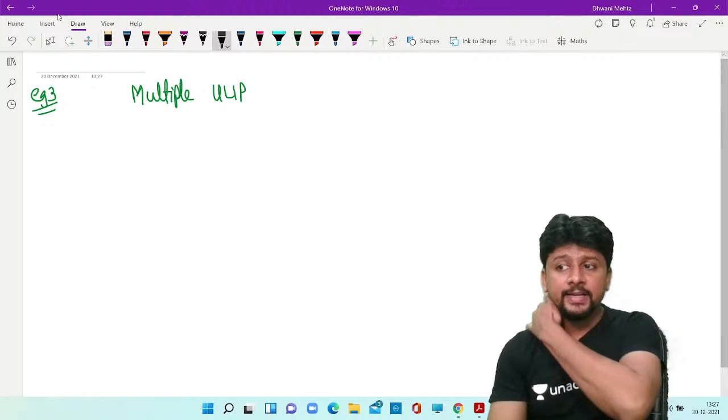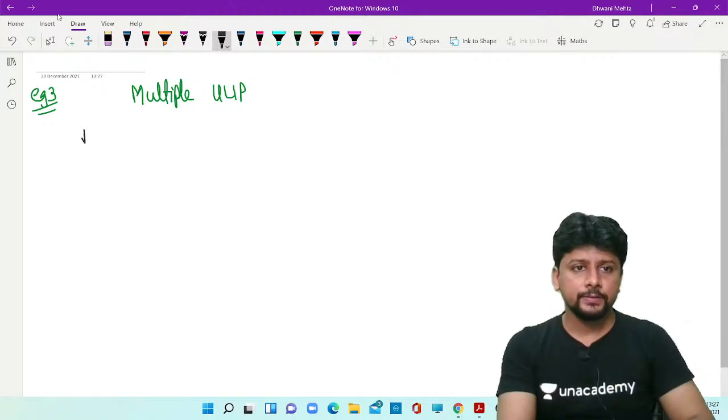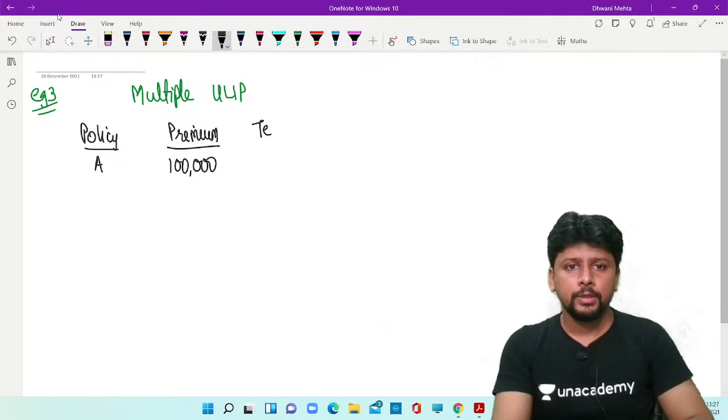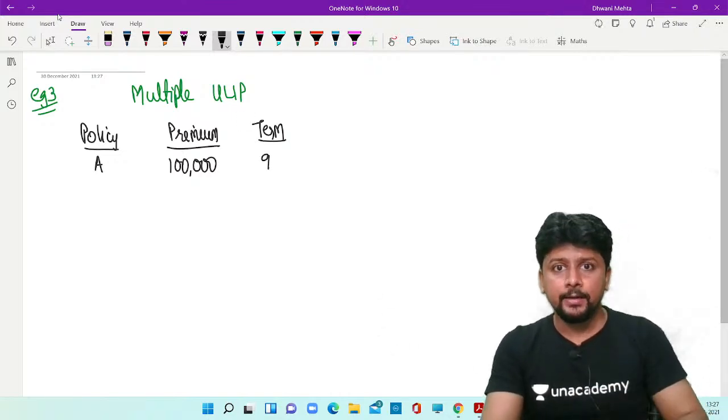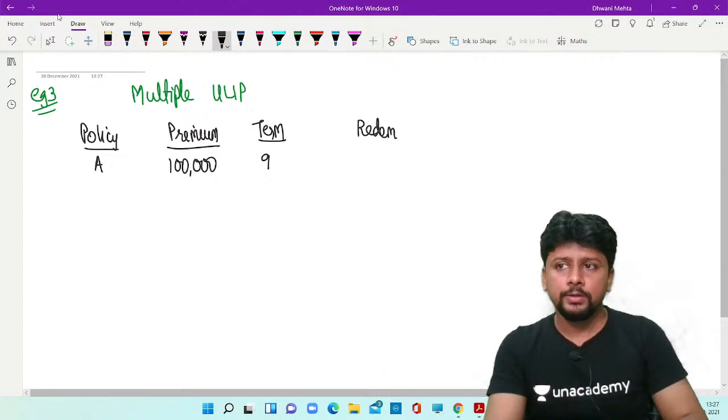What if a person has purchased multiple policies? Say policy number A, for which he is paying a premium of say 1 lakh rupees. The term of the policy is say 9 years, and the redemption amount that he is getting is say 12 lakhs.